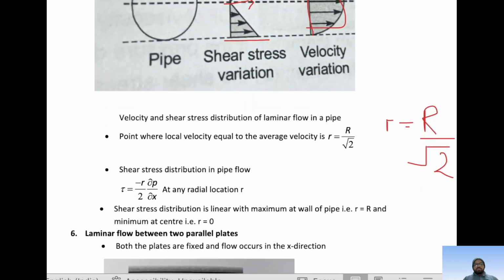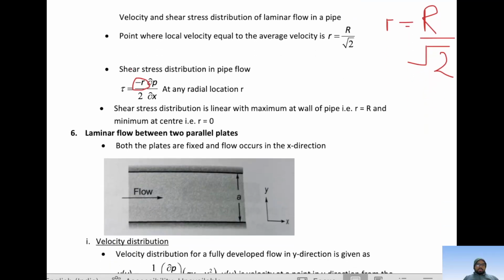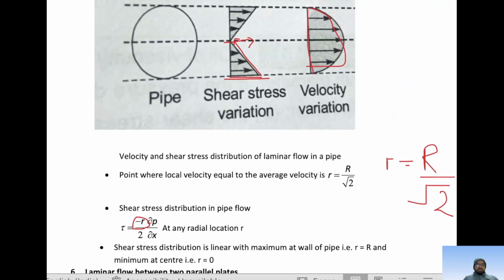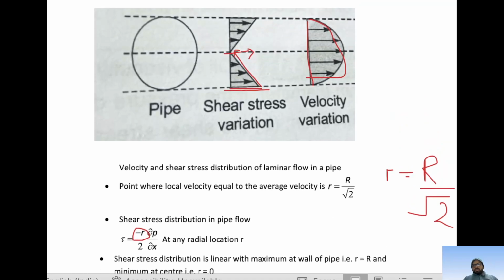Shear stress distribution in pipe flow. It is a linear relation, equal to minus r by 2 mu dP by dx, but less as we move away from the wall, the shear stress keeps on decreasing because the viscous effect is more dominant near the wall. So this is all for laminar viscous flow.